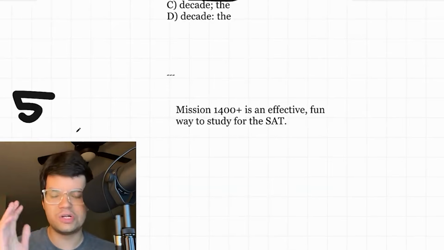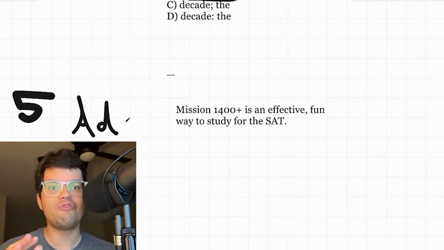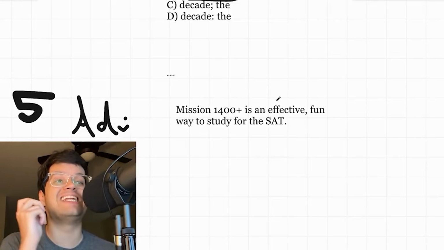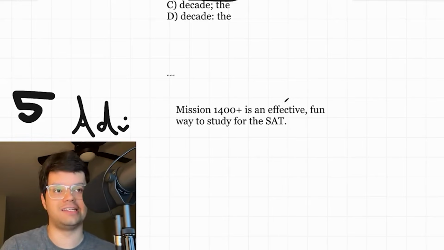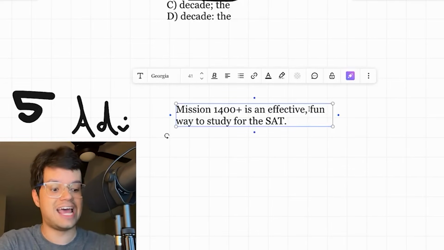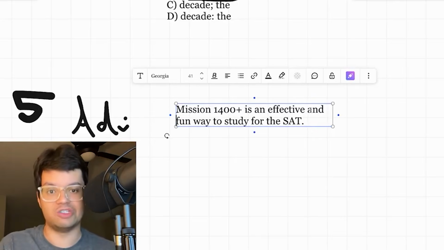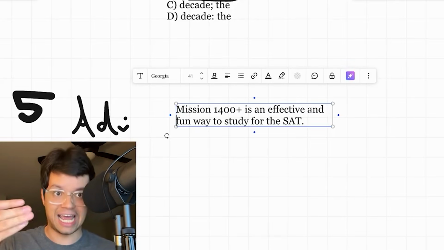Then the last thing here, which is pretty uncommon, but I decided to include it, is adjectives. Let's say we have the sentence here, Mission 1400 Plus is an effective, fun way to study for the SAT. We have effective, comma, fun. We can do that because you could also theoretically write the sentence as effective and fun. Whenever you theoretically could use an and instead, you can replace that and with a comma.